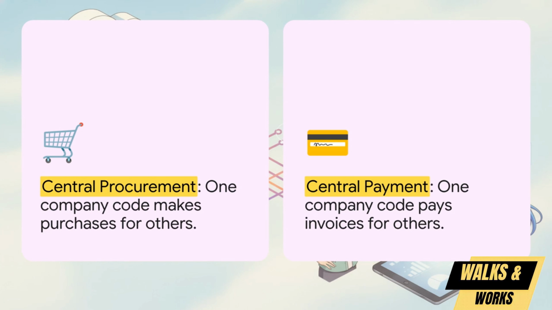Look, in today's corporate world, companies are constantly sharing resources across borders and divisions. You've got central procurement, right, where one entity buys stuff, office supplies, raw materials, for everyone else just to get those bulk discounts. Or maybe central payment, where a single company code pays all the invoices for its sister companies to make treasury operations a breeze.